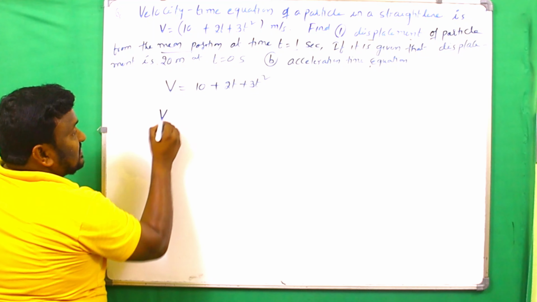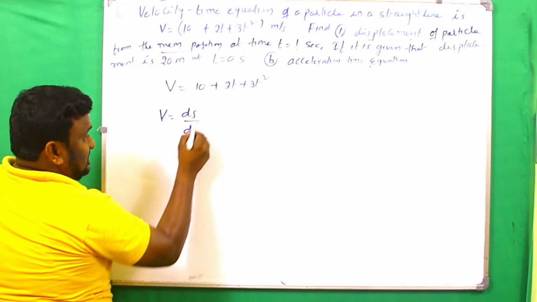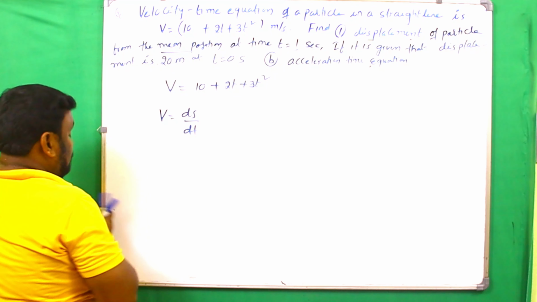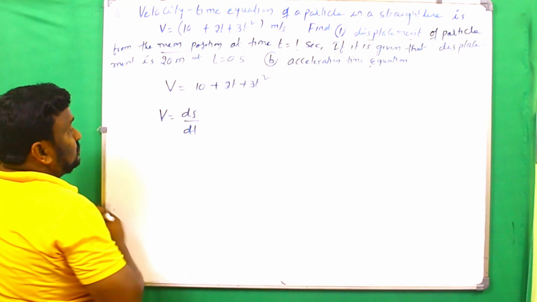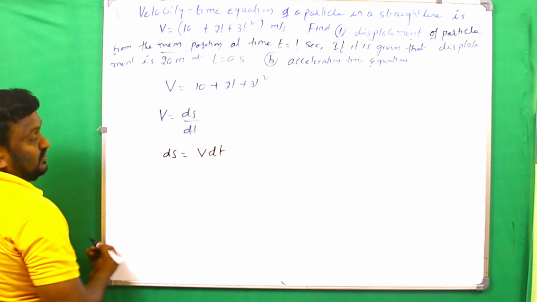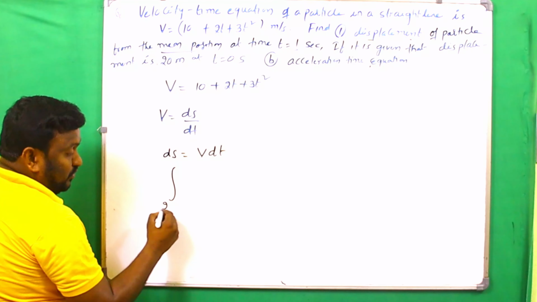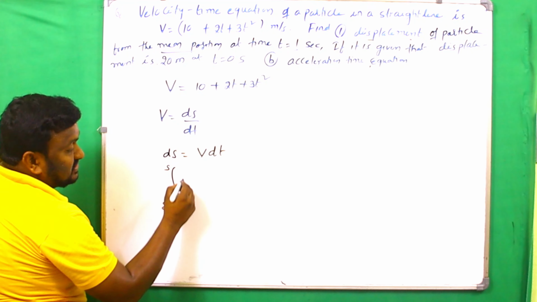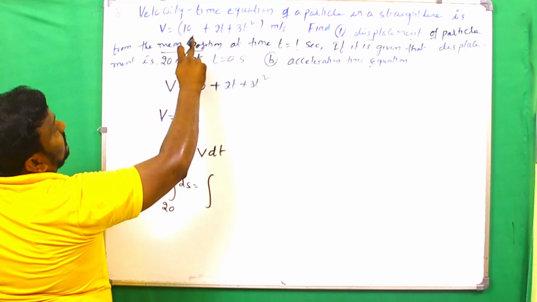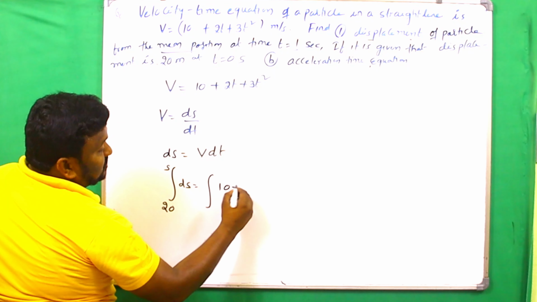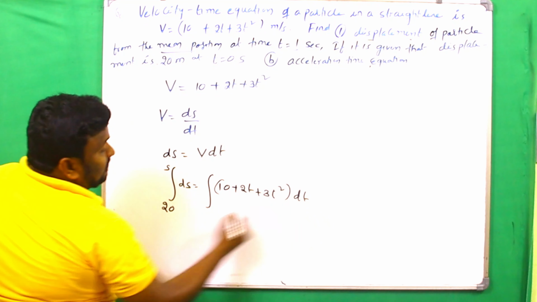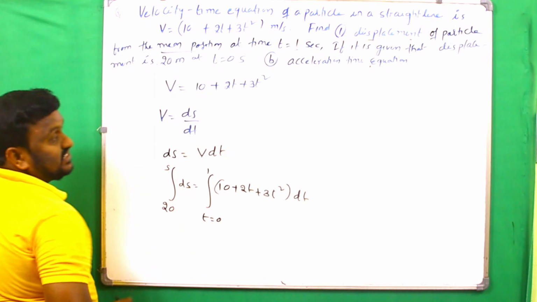So what we know, v equals ds by dt. From that, ds equals v dt. Now the displacement changes from 20 meters to s, so we take the limits like that. And the integral, what is v here? I am writing here the integral of 10 plus 2t plus 3t square dt, and the limits are t equals 0 seconds to 1 second.